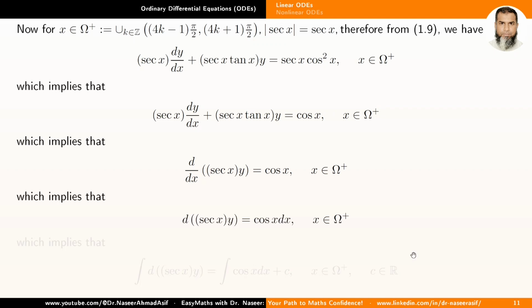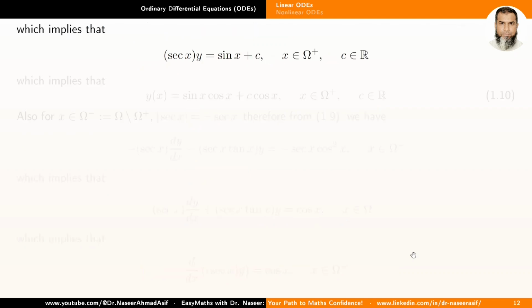So d of (secant x into y) is equal to cosine x dx, where x belongs to omega plus. Now taking the integral, we have the integral of d of (secant x into y) is equal to the integral of cosine x dx plus c, where x belongs to omega plus and c is an arbitrary constant. So secant x into y is equal to sin x plus c, where x belongs to omega plus and c is an arbitrary constant. So y(x) is equal to sin x into cosine x plus c into cosine x, where x belongs to omega plus and c is an arbitrary constant.